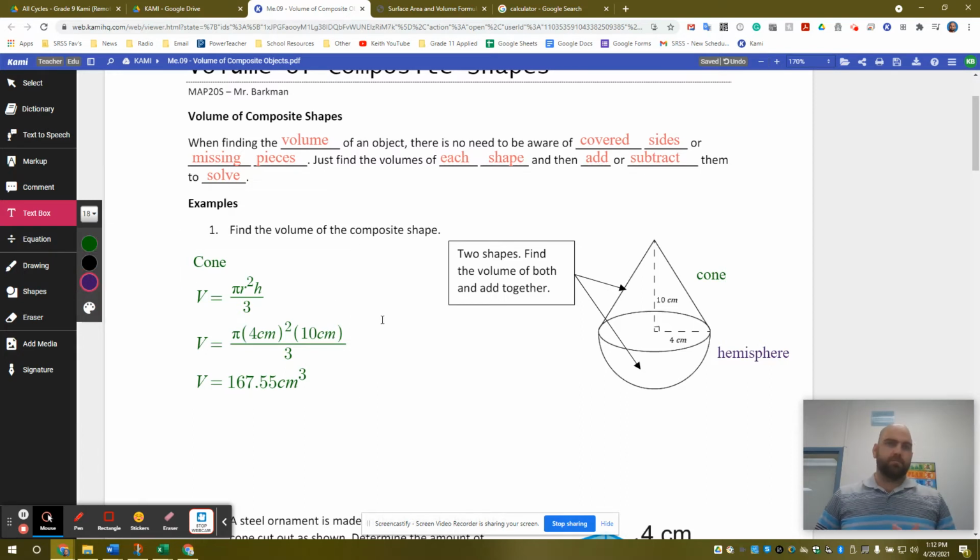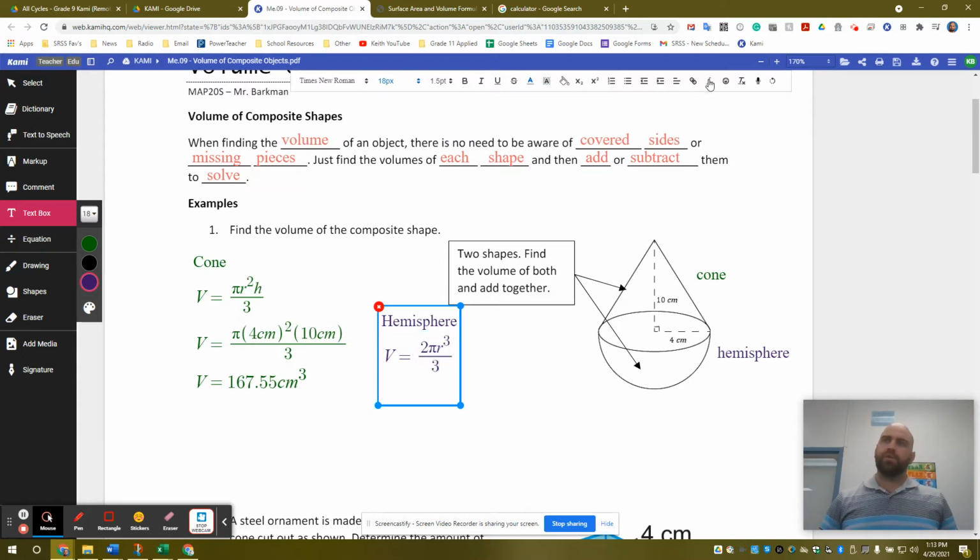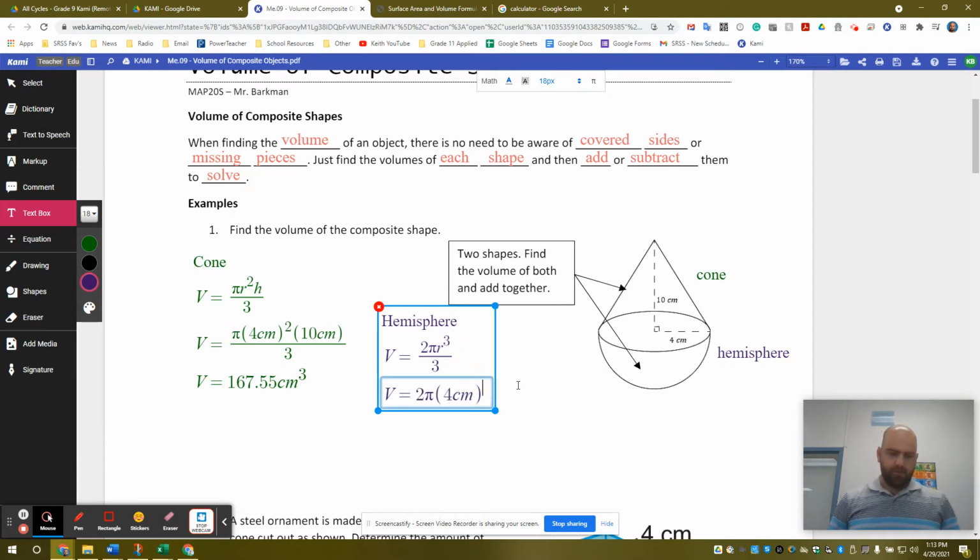Now the hemisphere. Same thing, we use our hemisphere formula. Now you'll notice I'm labeling it: this is cone, this is hemisphere. The volume of our hemisphere is going to be 2 pi r cubed divided by 3. You have your formula page, but hemisphere is not on there, so you can definitely put that one on there. Volume is equal to 2 pi, and then we have our radius of 4 centimeters cubed, divided by 3.